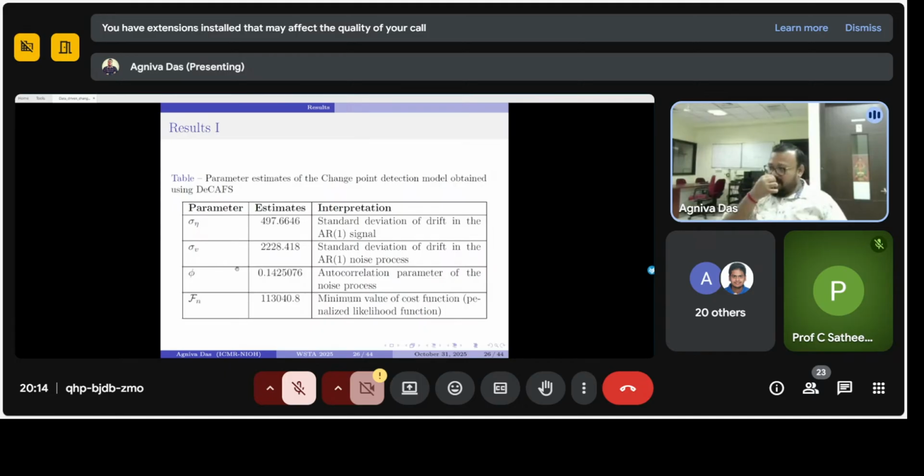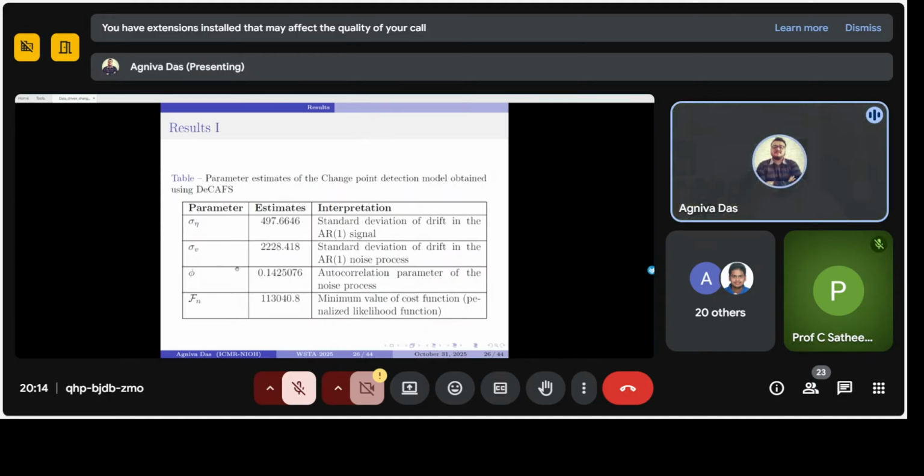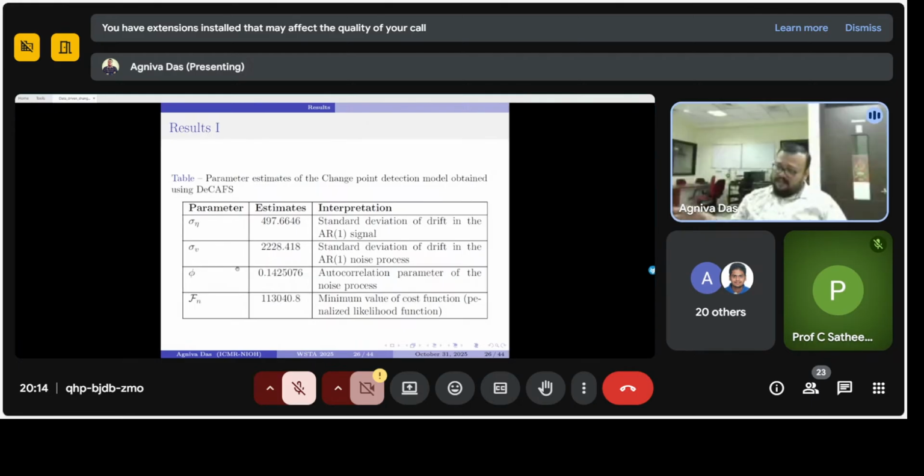And we can see that the standard deviation of drift in the AR1 signal is 497, whereas that of the AR1 noise process is pretty high. So as you can see, as there is a lot of noise, much of it could be attributed to the autocorrelation parameter, but we can see that the autocorrelation parameter estimate here is 0.14, which is very close to 0.